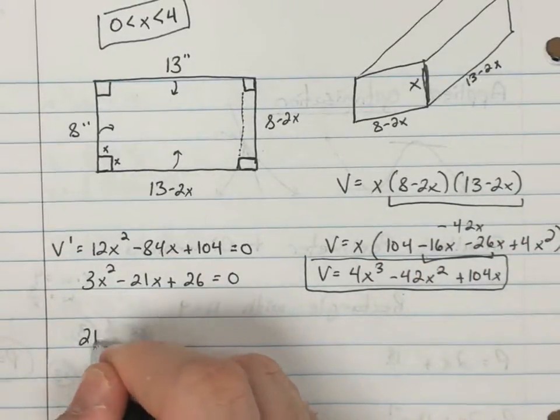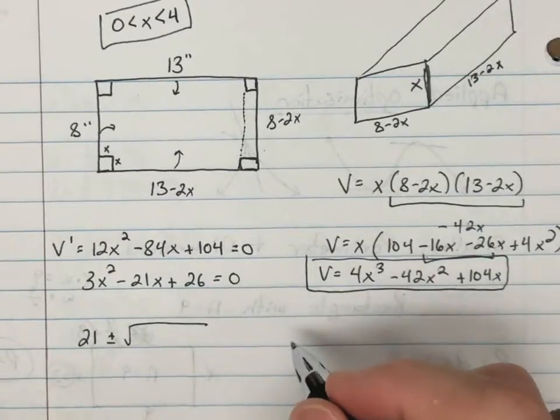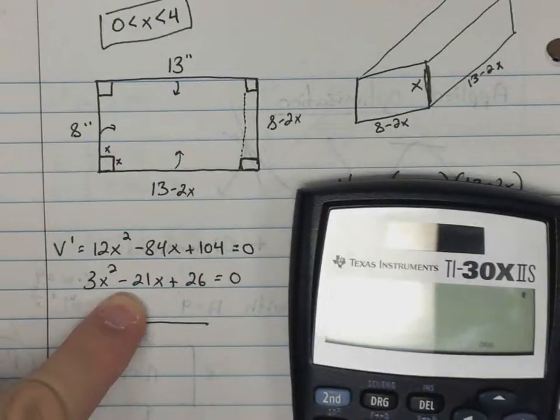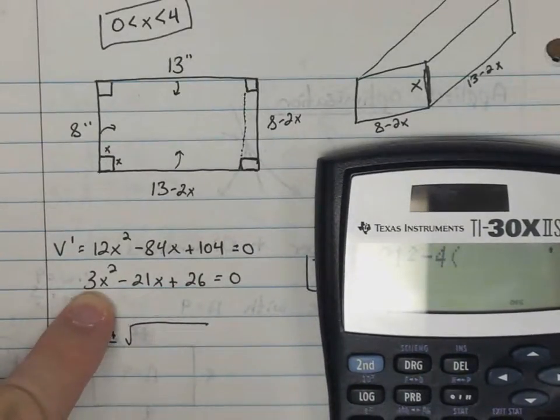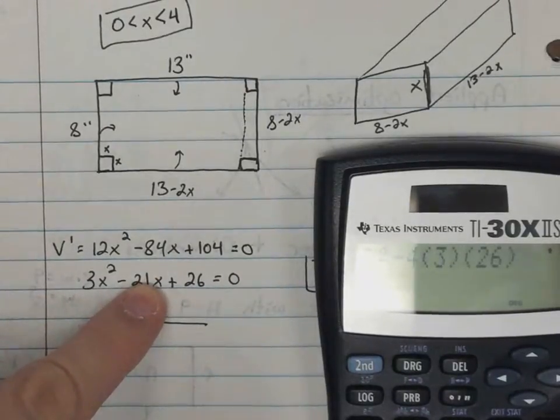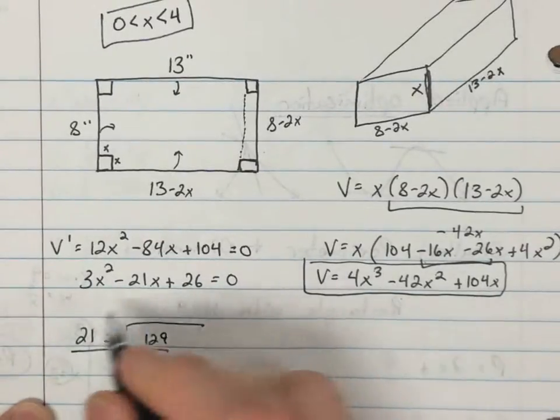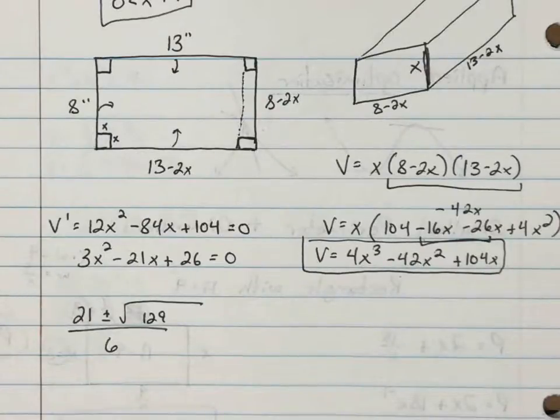Negative b plus minus the square root. I always like to do this over to the side. B squared minus 4 times a is 3 times c is 26. Gives me 129. Over 2a is 6. Remember your domain restrictions.